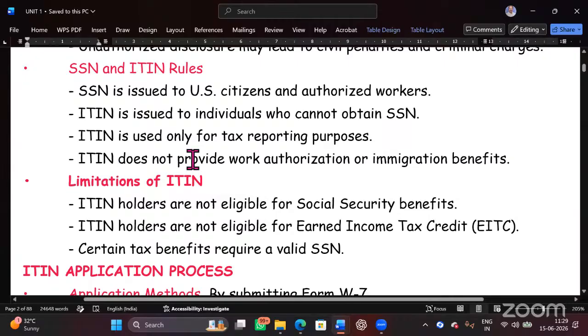ITIN does not provide work authorization. ఎవరికైనా వర్క్ పర్మిట్ ఉంటే వాడికి సోషల్ సెక్యూరిటీ నెంబర్ వస్తుంది. Any person simply having ITIN, that doesn't mean it is allowing that person to work there. It is only for tax purposes.